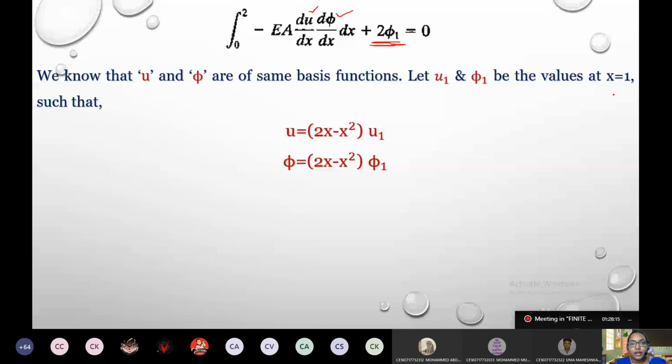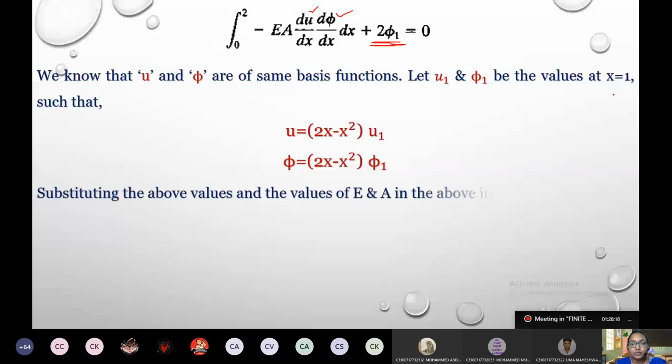All right. Now, substituting the values of E and A. In the question, if you check, E is equal to 1 and A is equal to 1 is given. And now we have taken an equation for u and equation for phi. All right. So 1, 2, 3, 4. All these 4 values, if you substitute in the equation what we have, and solve it, this is where we are going to reach.